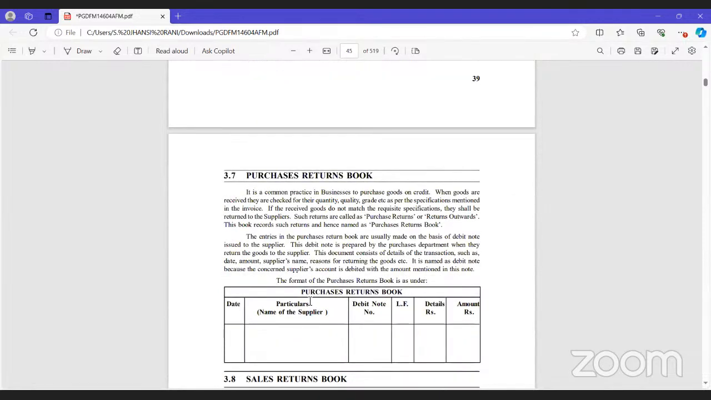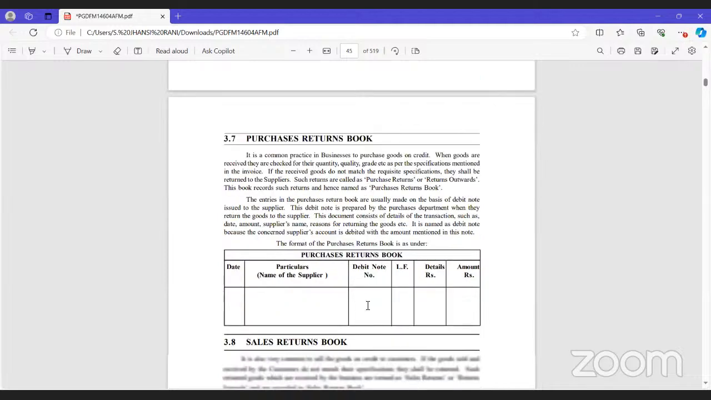Now, purchase return book means when goods are returned. There it was inward invoice number. Now it will be debit note, meaning we are returning the goods to the supplier. If we find any defective goods, we will be returning them to the supplier.